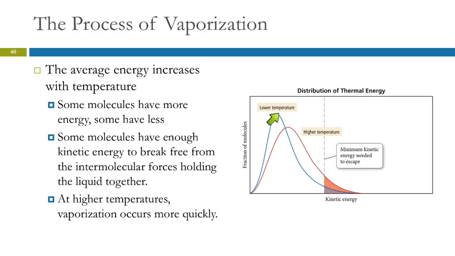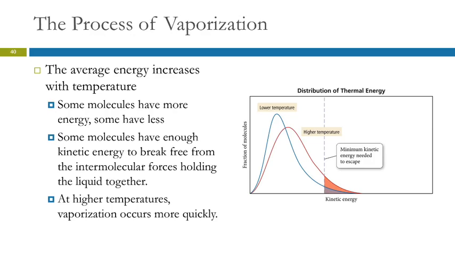So here would be maybe the average kinetic energy at a given temperature. When you increase the temperature, you're increasing the average kinetic energy of the molecules, right? So the average goes up. This whole curve shifts to higher kinetic energy at a higher temperature. It also spreads out, though. The curve broadens out.